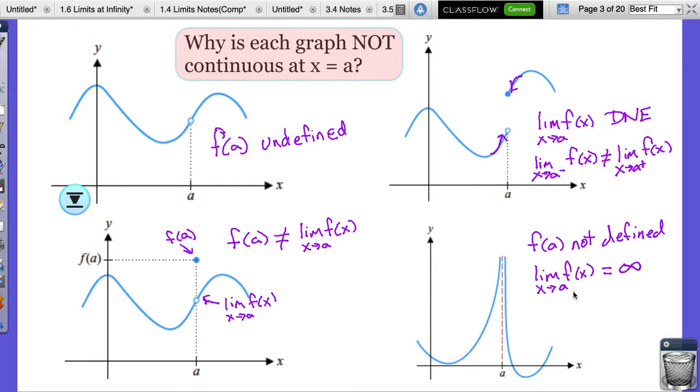All right, questions graphically there? Good.